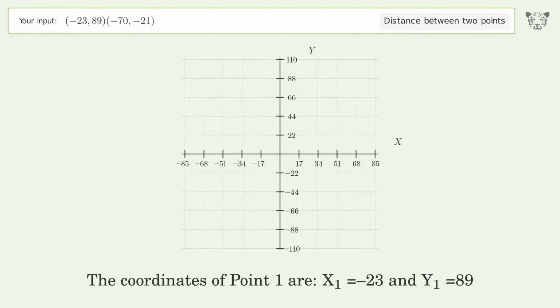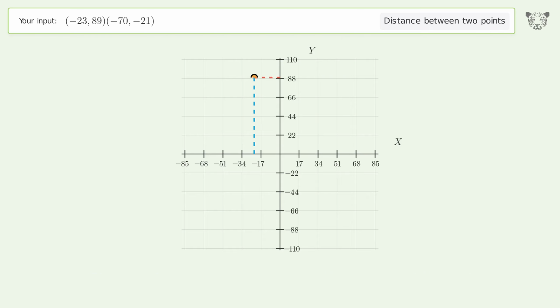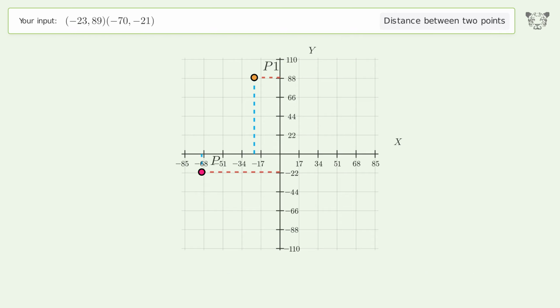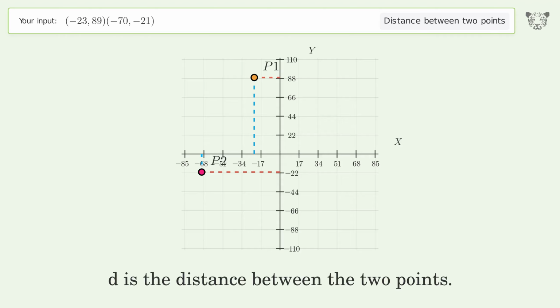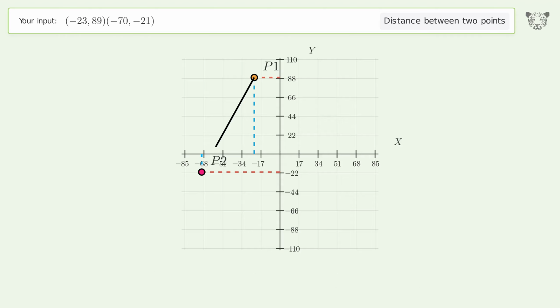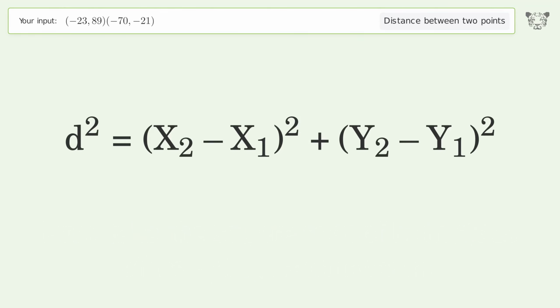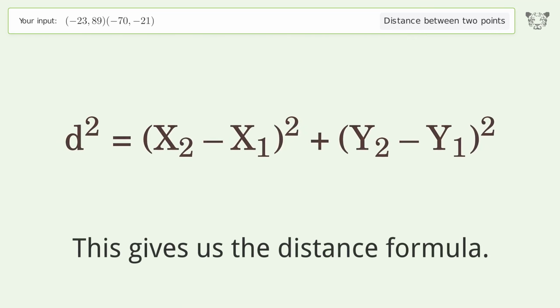The coordinates of point 1 are, x1 equals -23 and y1 equals 89. The coordinates of point 2 are, x2 equals -70 and y2 equals -21. D is the distance between the 2 points. First, take the square root of both sides of the Pythagorean theorem. This gives us the distance formula.